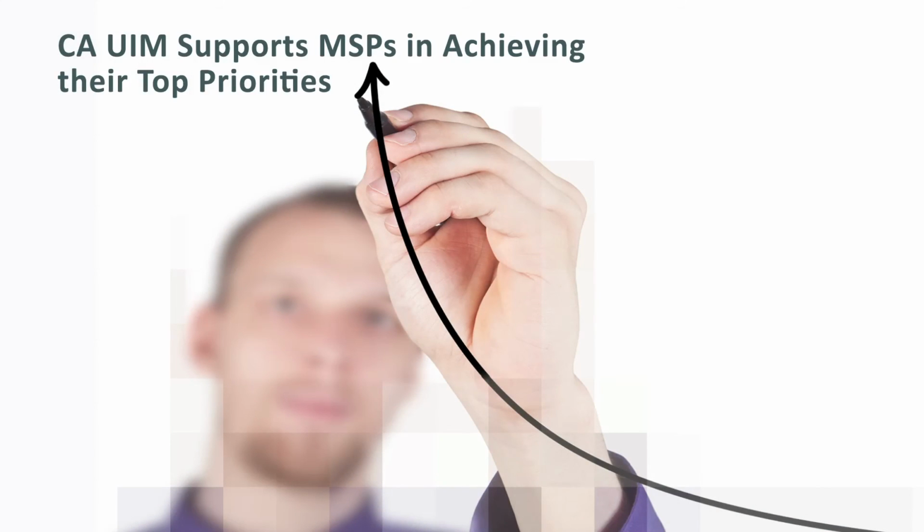To summarize, we at CA realize you have a significant number of high priorities in running your business, and CA UIM supports a very good number of those priorities. Here we talk about 3 key priorities that are no doubt sitting at the top of your list. That's business growth, efficiency, and customer satisfaction. Collectively, CA UIM can help you expand your current addressable market and generate new sources of revenue.